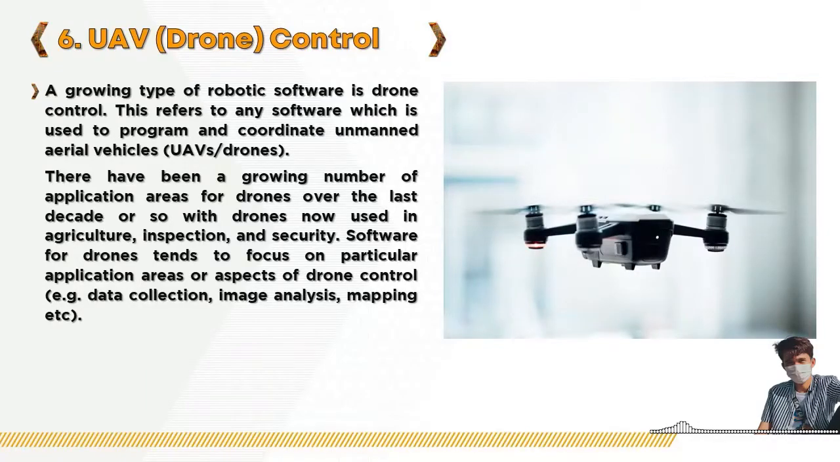Six is UAV or drone control. A growing type of robotic software is drone control. This refers to any software which is used to program and coordinate unmanned aerial vehicles. There have been a growing number of application areas for drones over the last decade or so, with drones now used in agriculture, inspection, and security. Software for drones tends to focus on particular application areas or aspects of drone control. Examples are data collection, image analysis, and mapping.